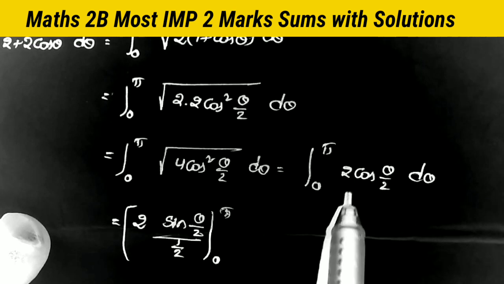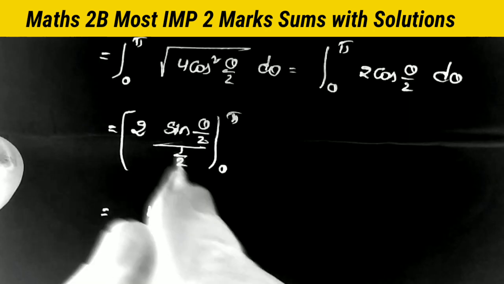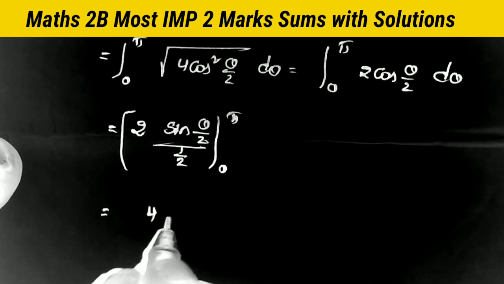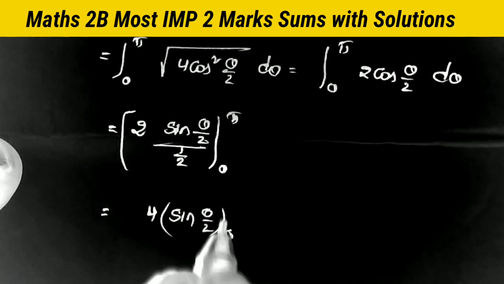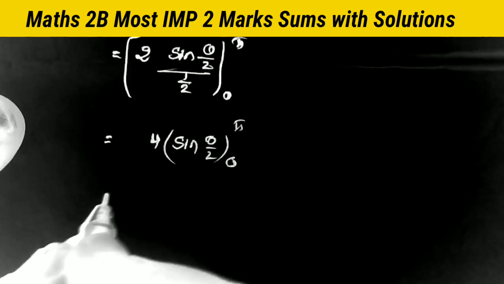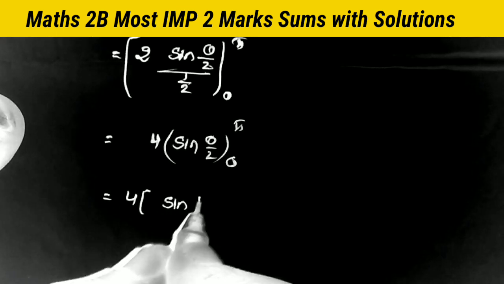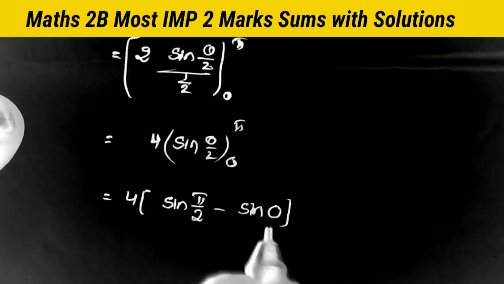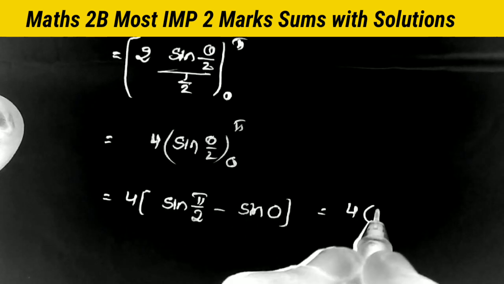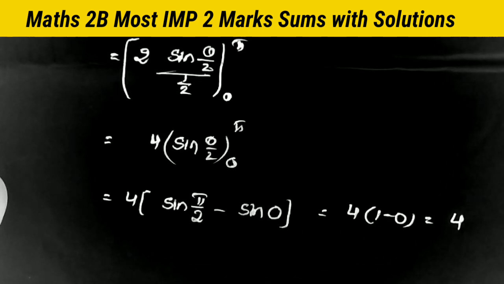The integration of cos theta by 2 is sin theta by 2, but the theta coefficient is 1 by 2, so we divide by 1 by 2, giving 2 by 1 by 2, that is 4 into sin theta by 2, where the limits are 0 to pi. Now replacing the limit values, 4 into, first replacing the upper limit, sin pi by 2 minus sin 0 by 2, that is equal to 0. So 4 into 1 minus 0, since sin 90 is 1 and sin 0 is 0. So the answer is equal to 4.